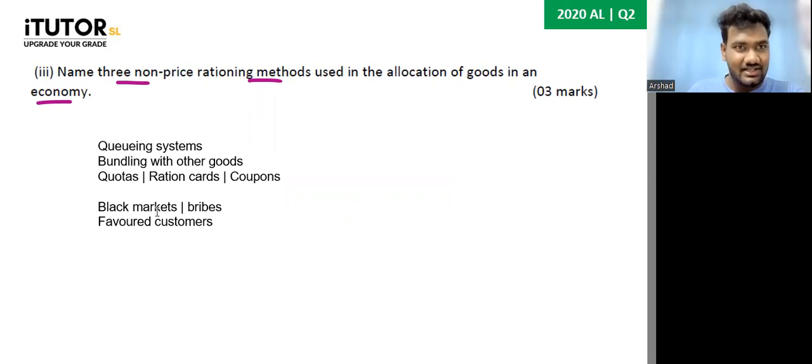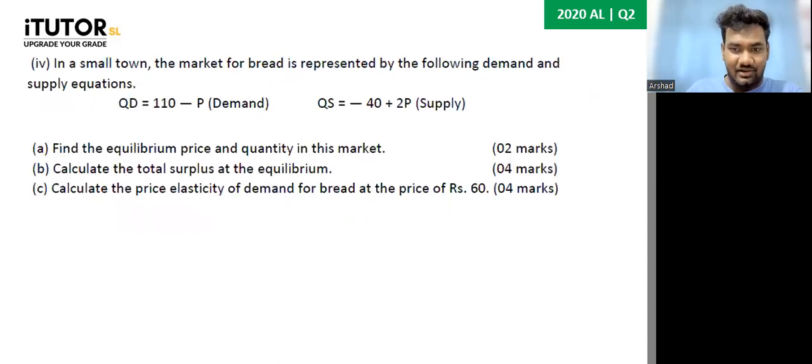There is another question in another paper. Going to the next. This question is the last question of 2020. Question number 2. In a small town, market demand and supply is given. Guys, can you all give me answers? How much is the equilibrium price and quantity? Can you quickly give me equilibrium price and quantity?